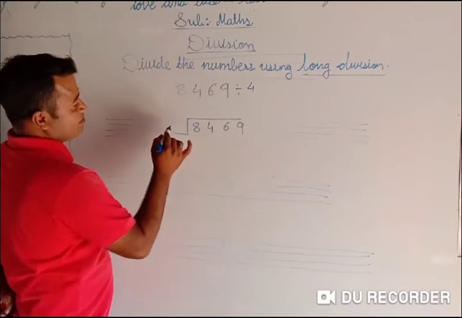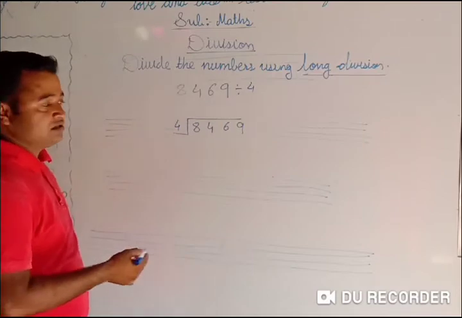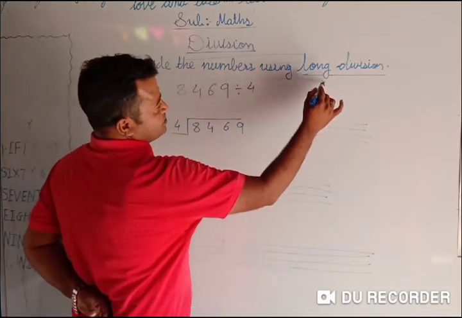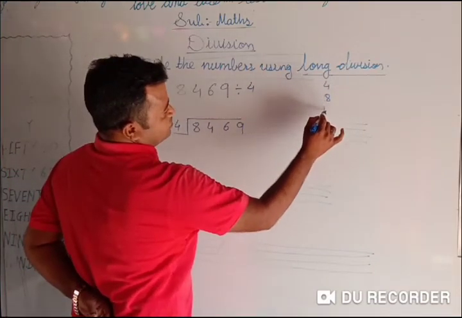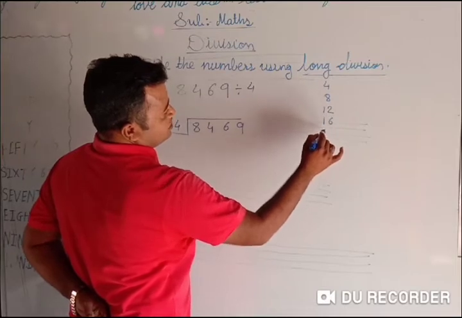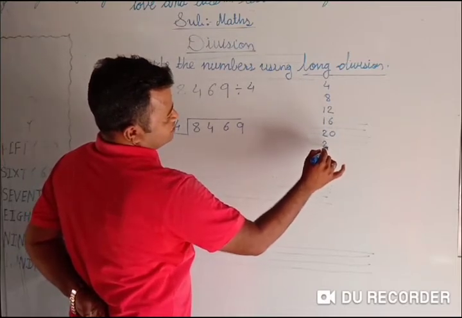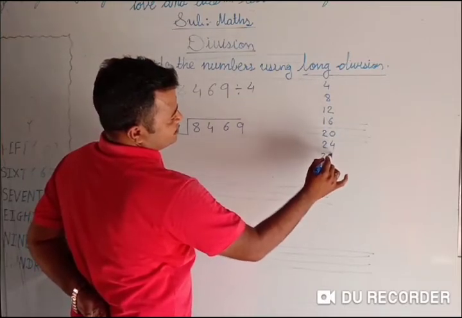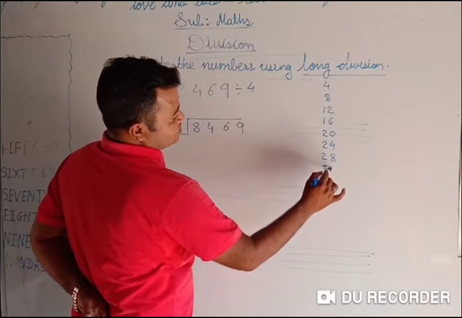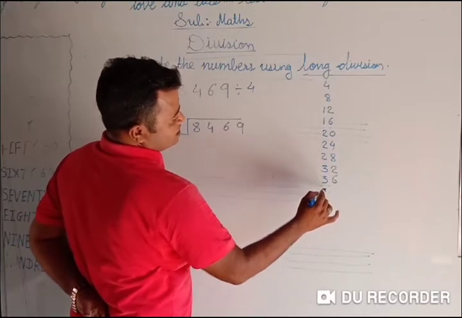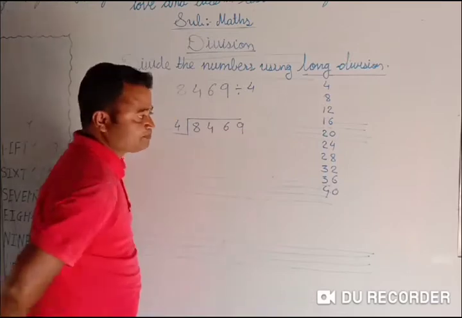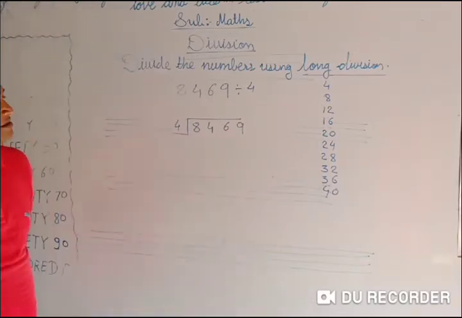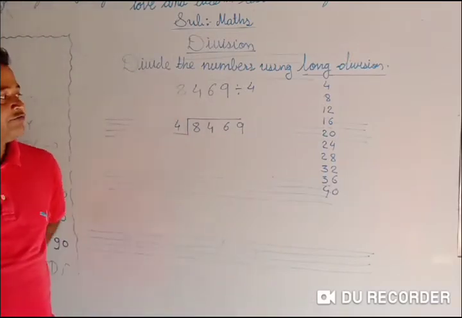8469 divided by 4. If you need, write down the 4 times table. 4 ones are 4, 4 twos are 8, 4 threes are 12, 4 fours are 16, 4 fives are 20, 4 sixes are 24, 4 sevens are 28, 4 eights are 32, 4 nines are 36, and 4 tens are 40. Right? And let us divide the number by 4.